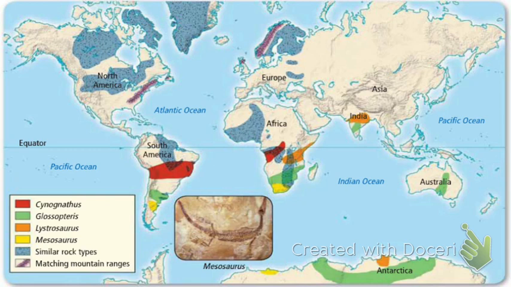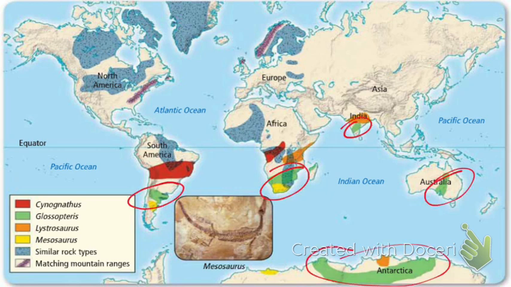The next one, Glossopteris, in green here, is found in South America, Africa, India, Australia, and even Antarctica. This is a swimming species, but it's a freshwater, not a saltwater species. So scientists are asking the question, how could this creature get on 5 different continents when it can't cross the ocean? One of the things that made sense was perhaps all of these continents were actually touching at one time.